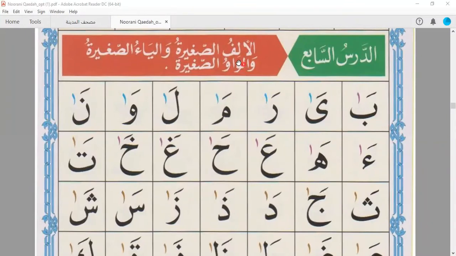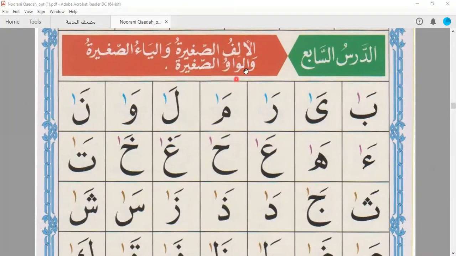First things first, you've got al-alif al-saghira. Both the words have al attached to them. This happens when the first noun is an ism and the second is an adjective or a sifa. So we call this rule nat and man'ut in Arabic. Both of them take al, and this means the small alif. Wal ya'u saghira, the small ya. Wal wawu saghira, the small waw.